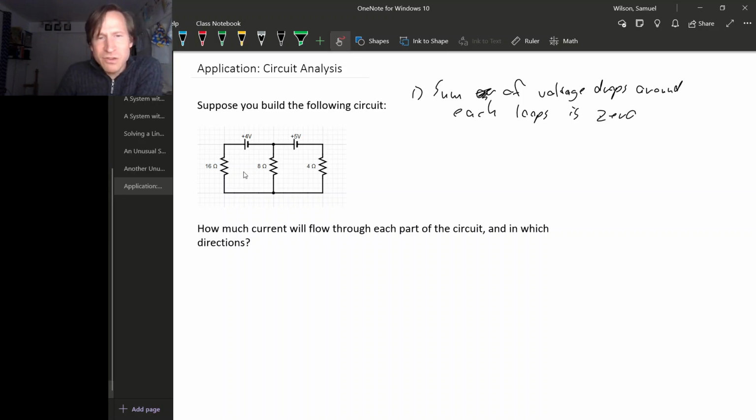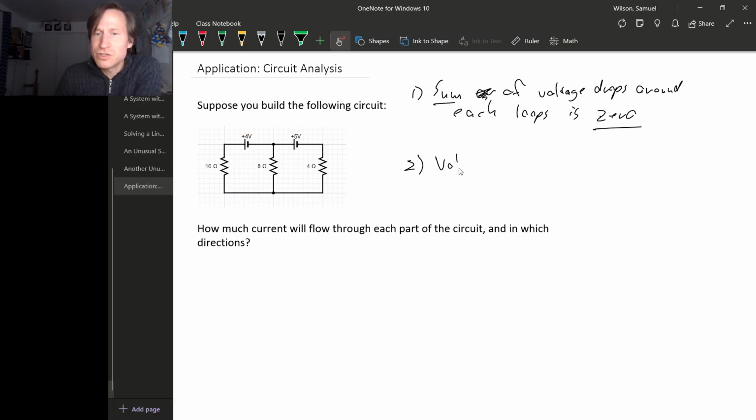You can see we have a couple loops in our circuit. So if we go around one of these loops and account for all of the voltage drops as we pass circuit components, they should all add up to 0. And you can see that's going to give us an equation, because we're saying that some sum of things is equal to 0.